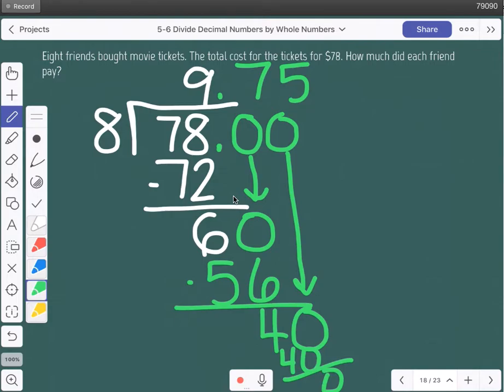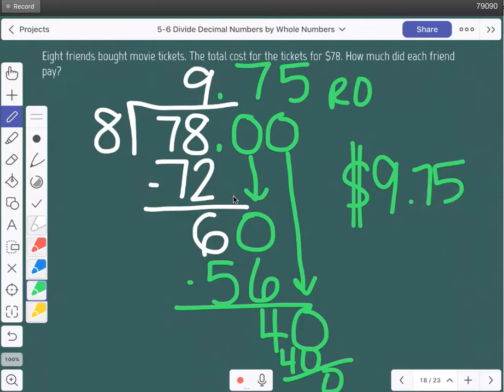So I can see that each one of the friends paid $9.75, which makes sense. Okay? Makes sense. 75 cents. So what I did here was I used ghost zeros or trailing zeros to continue dividing out into my decimal place. Even though I didn't have a decimal initially, it was hiding there. We knew it was there all along.